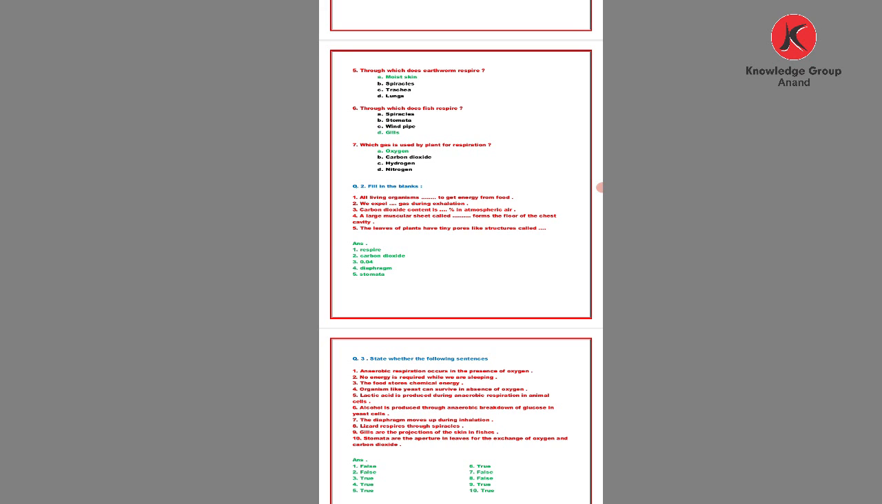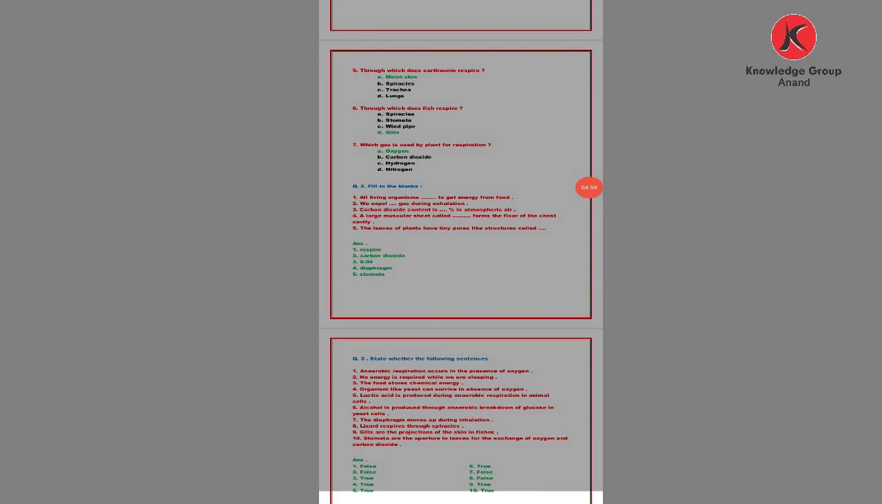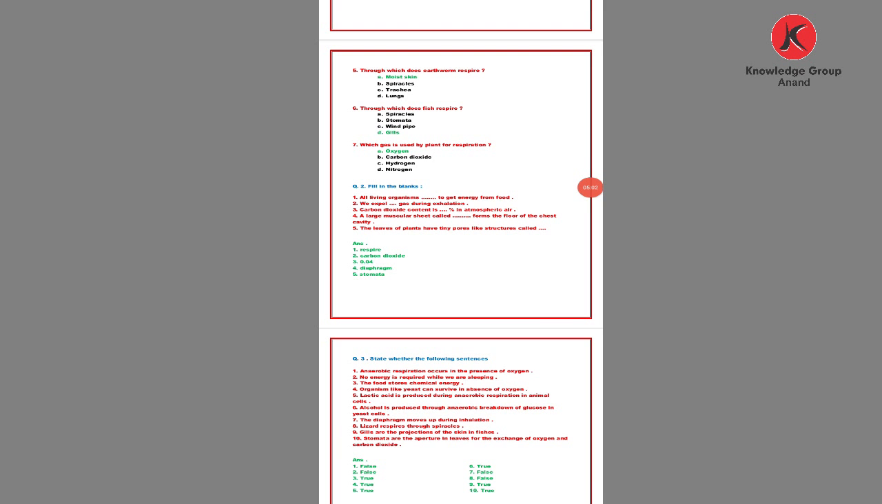Diaphragm. A large muscular sheet called diaphragm forms the floor of the chest cavity. Fifth one. The leaves of plants have tiny pore-like structures called stomata. Now we are going to start true or false.